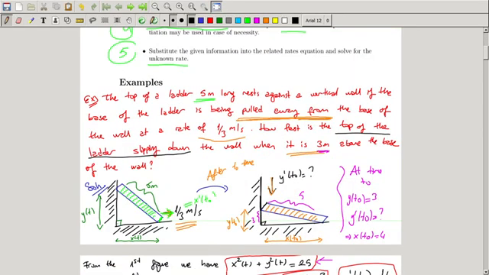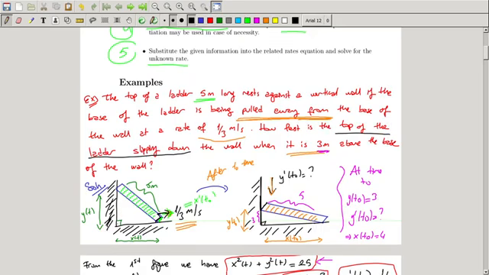Okay, the top of a ladder 5 meters long rests against a vertical wall. Here we have a wall, as you see, and we have a ladder. If the base of the ladder is being pulled away from the base of the wall at a rate of 1/3 meter per second, how fast is the top of the ladder slipping down?